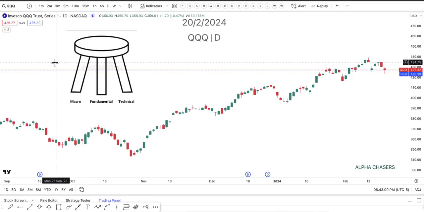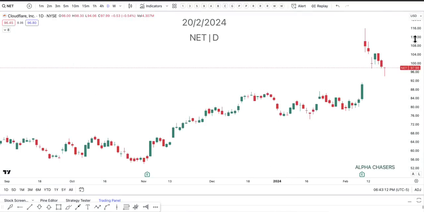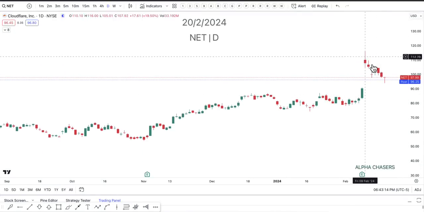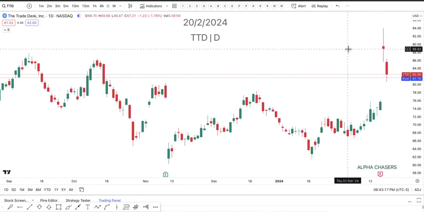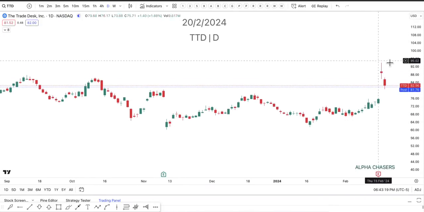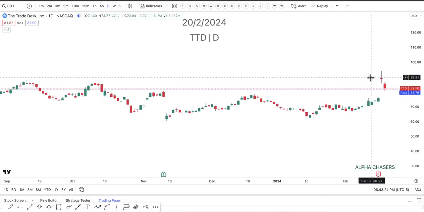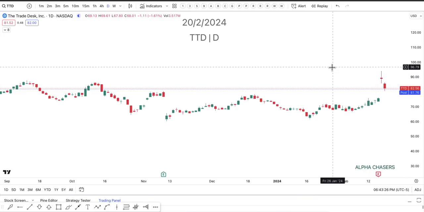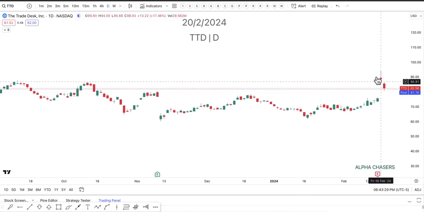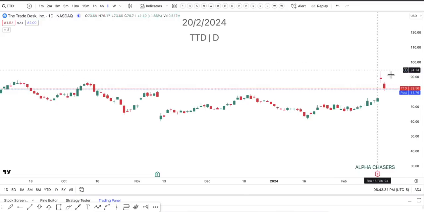So now we have to talk about sentiment. And so if we take a look at something like NET, beats, falls apart. TTD, beats, falls apart. Okay, this is telling you that you have negative sentiment or bearish sentiment, and that they think that this is a possible high. And that is definitely something that we need to pay attention to. When we start to see this kind of behavior, you must pay attention to it.